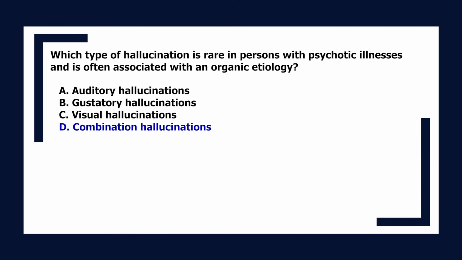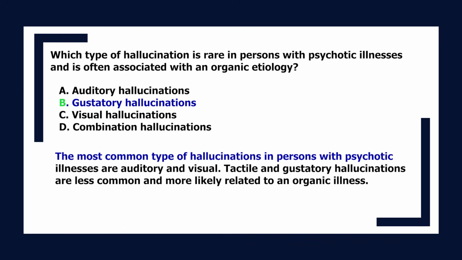The correct answer is B. Gustatory hallucinations. The most common type of hallucinations in persons with psychotic illnesses are auditory and visual. Tactile and gustatory hallucinations are less common and more likely related to an organic illness.